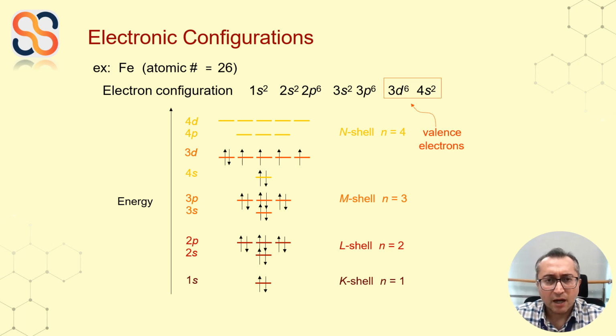Now we are on to the 3d subshell. Here is where it gets interesting. 3d6, which means we have 6 electrons in the orbital. Finally, we fill the 4s subshell, 4s2. Putting it all together, the complete electron configuration for iron is this: 1s2, 2s2, 2p6, 3s2, 3p6, 3d6, 4s2.